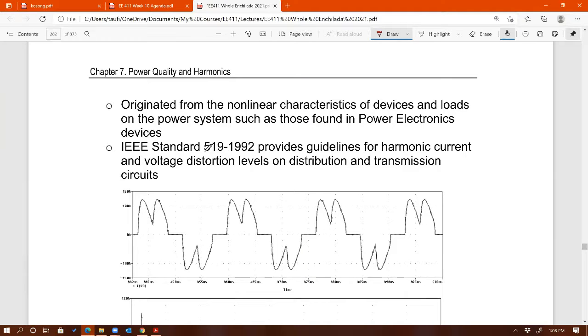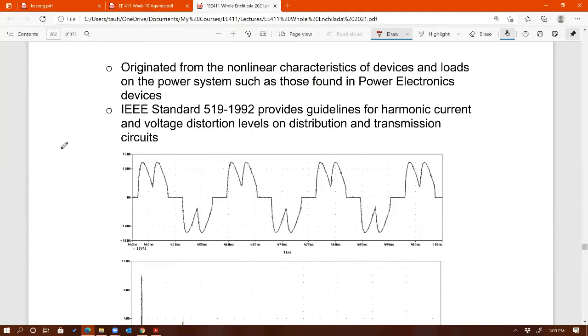So if you go to the standard, it gives you guidelines on the harmonic level that you should have for different levels of electrical systems, voltage-wise, right? So an electrical system can come from different voltage levels. Depending on the voltage level in the AC electrical system, that will determine the limit for the presence of harmonics, based on different levels of voltages.